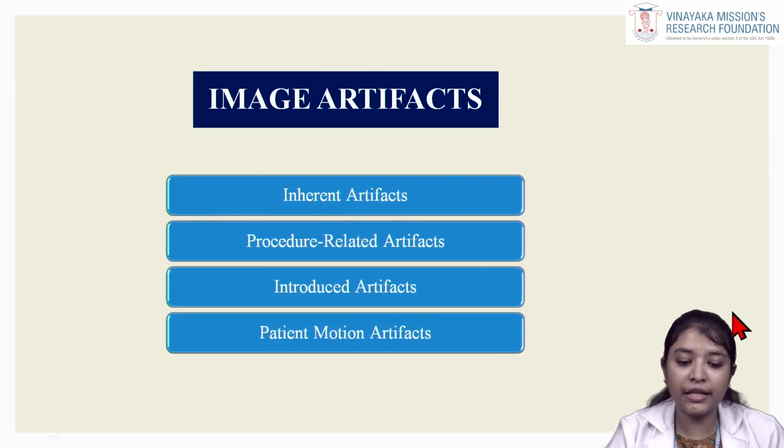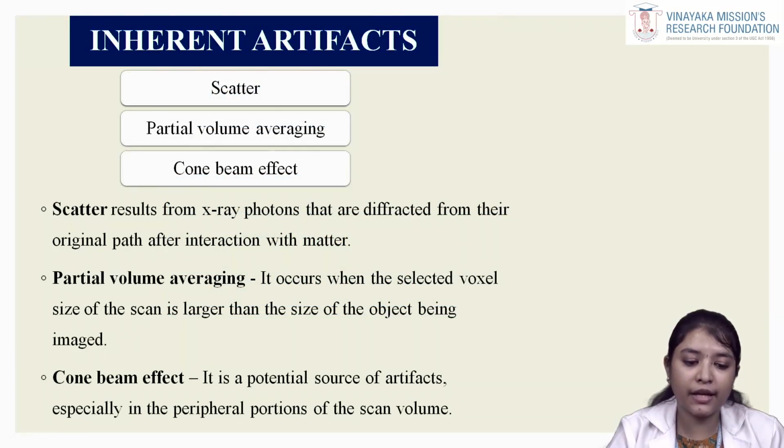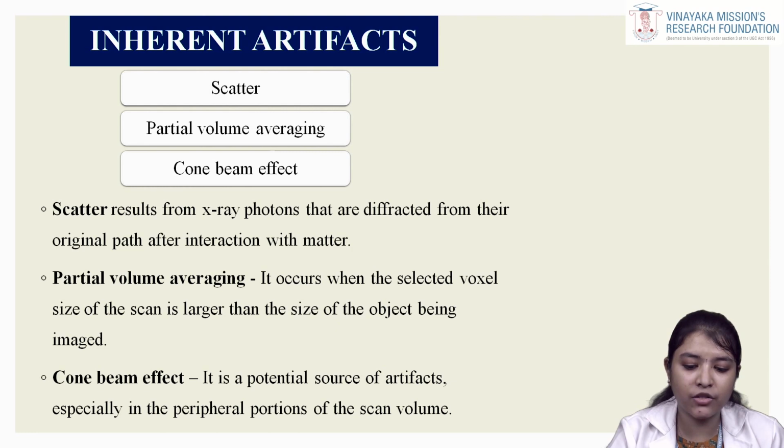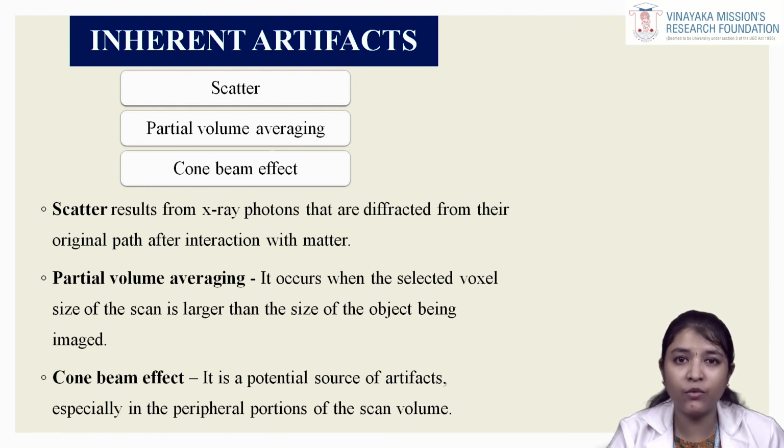Image artifacts. There are inherent artifacts, procedural related artifacts, introduced artifacts and patient motion artifacts. Inherent artifacts: there is scatter, partial volume averaging, cone beam effect. Scatter artifact is nothing but the X-ray photons which get deflected without getting absorbed by the detector. Partial volume averaging is nothing but the voxel size or the scan volume is larger than the object size. And in cone beam, if the scan volume is lesser than the object size, the peripherals are cut off. That is, the upper and lower region, the region to be scanned, will be cut off.